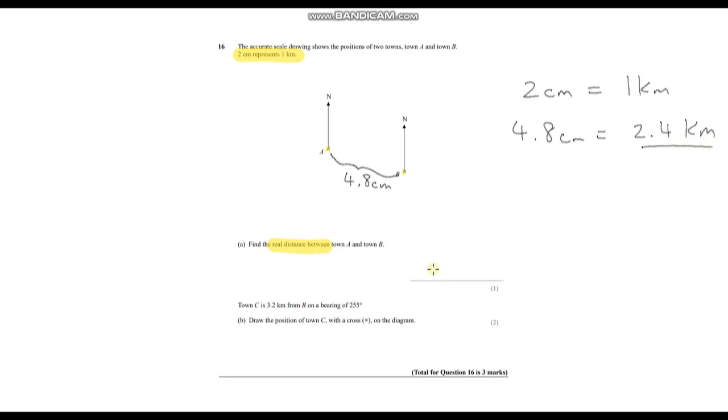So my answer is going to be 2.4 kilometers. And there is some slight margin for error on this, but you need to try and be as accurate as possible. Okay, now part B.